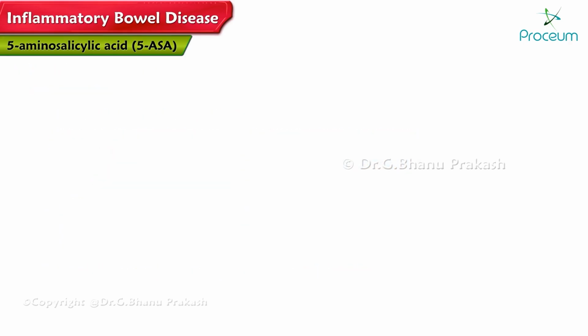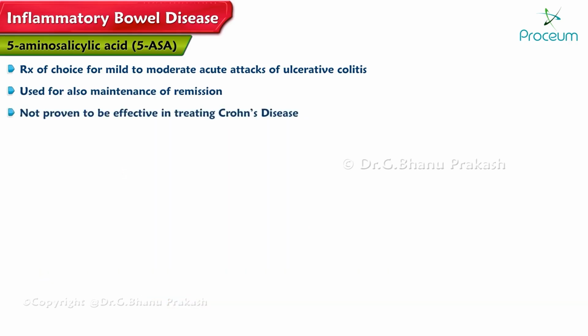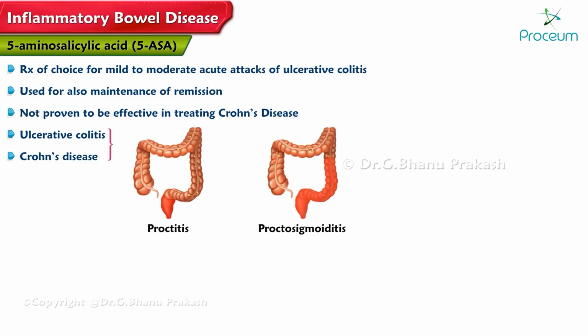The amino-salicylic acid compounds are the treatment of choice for mild to moderate acute attacks of ulcerative colitis involving the colon and terminal ileum, and also for maintenance of remission. These are not proven to be effective in treating Crohn's disease. However, in both ulcerative colitis and Crohn's disease, where the disease is restricted to the rectum or distal colon, proctitis and proctosigmoiditis respectively, the suppositories and/or enemas can be used.